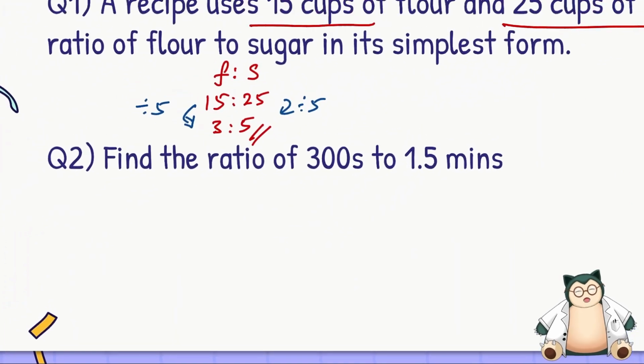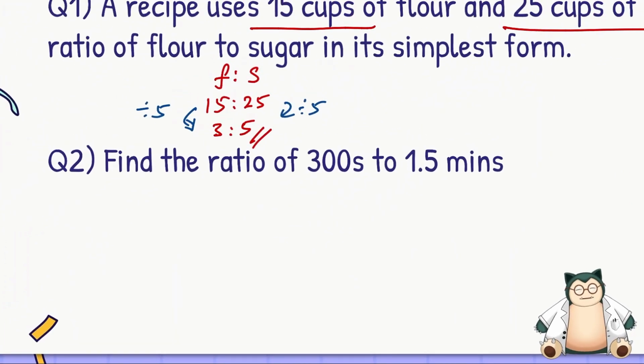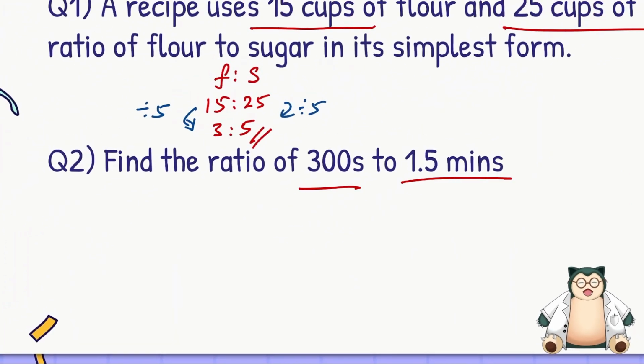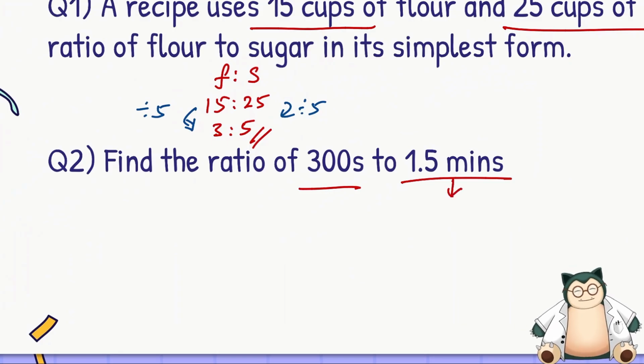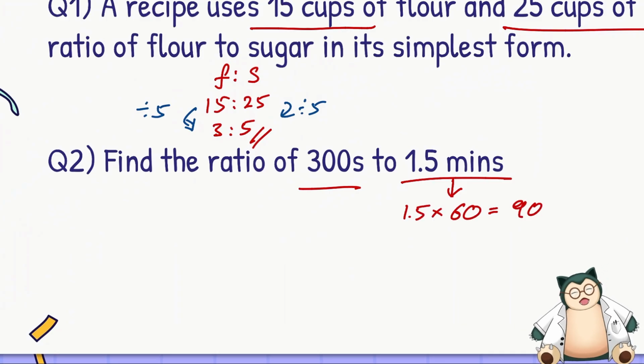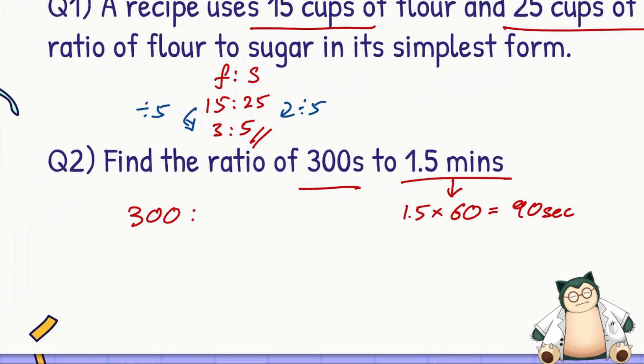Next, we have a ratio of 300 seconds to 1.5 minutes. Remember, back in our explanation of ratio, we must be comparing quantities of the same kind. So one is in seconds, one is in minutes. Let's convert minutes into seconds. What we do is take 1.5 multiplied by 60 to get the number of seconds, which gives us 90 seconds. So now we have 300 seconds is to 90 seconds.